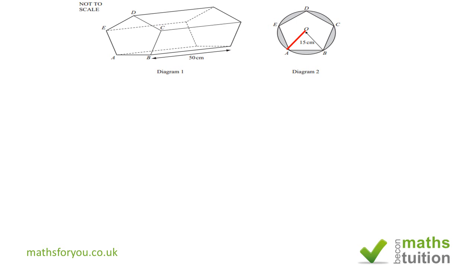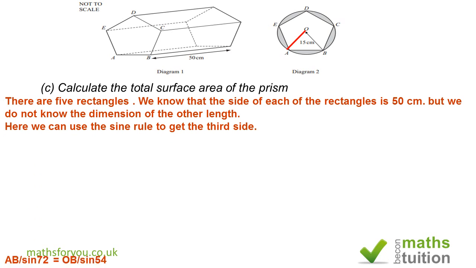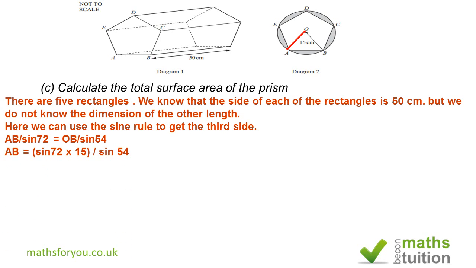So AB over sine 72 is equal to OA over sine 54, and that's the sine rule. And from that we get that AB is equal to sine 72 times 15, when you cross multiply, over sine 54. Now that gives us an AB of 17.63 centimeters.